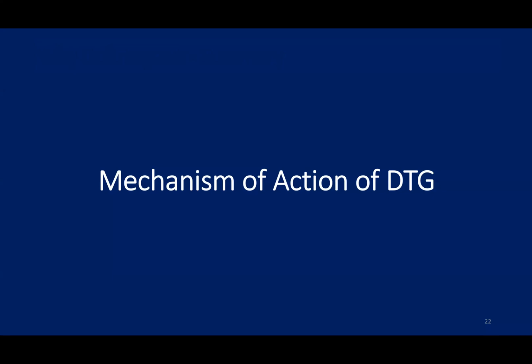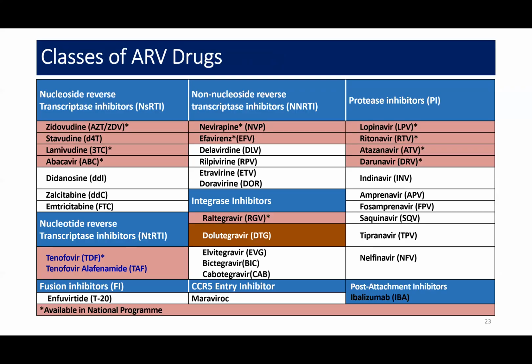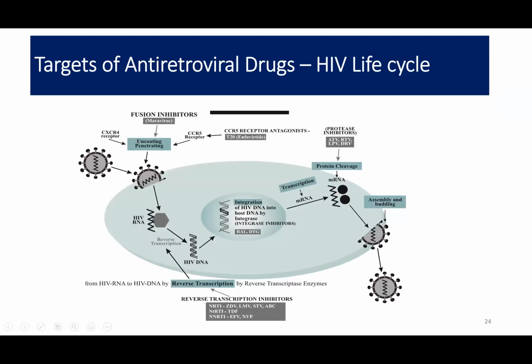Just quickly, the mechanism of action of DTG or dolutegravir. If you remember the classes of ARV drugs, dolutegravir belongs to the integrase inhibitor class, and from the same class we have been using raltegravir in second and third line before, and now DTG has come up from the same class of drugs. So if you remember the life cycle of the HIV virus, single-stranded RNA of the HIV is converted into double-stranded DNA by the reverse transcriptase enzyme, which actually is the target for most of the NRTI and NNRTI drugs.